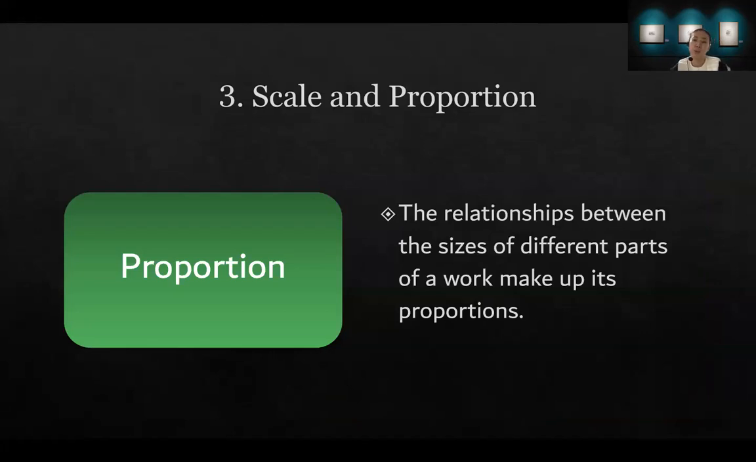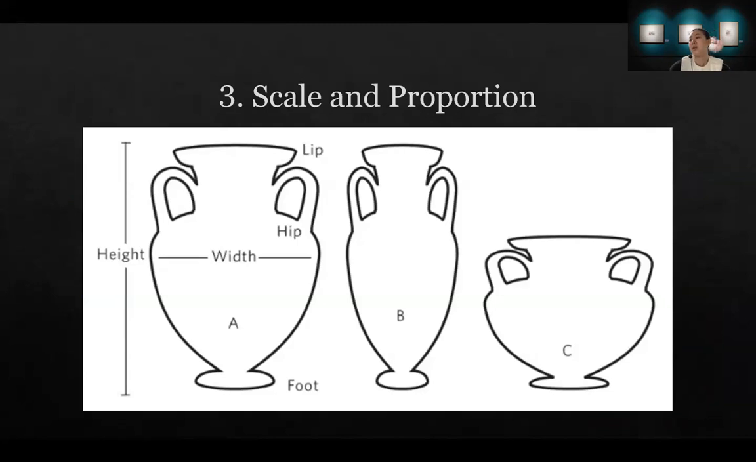Let's see proportion for the last. The relationships between the sizes of different parts of a work make up its proportions. By controlling these size relationships, an artist can enhance the expressive and descriptive characteristics of the work. So let's see the example. As the size relationships change, proportions change. So look at this example.